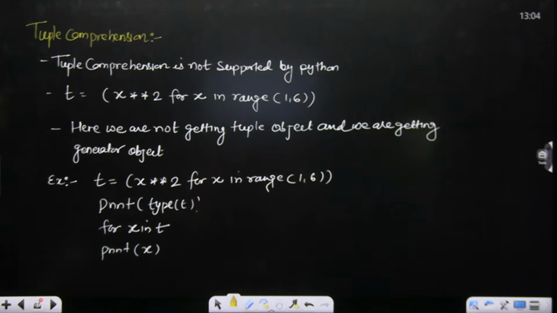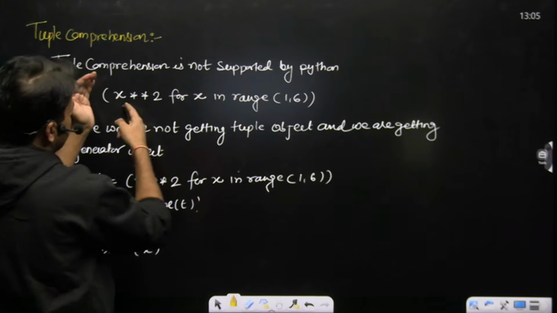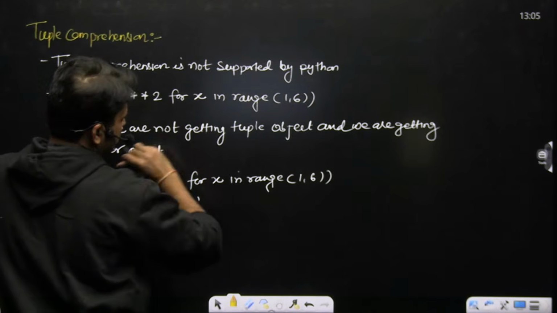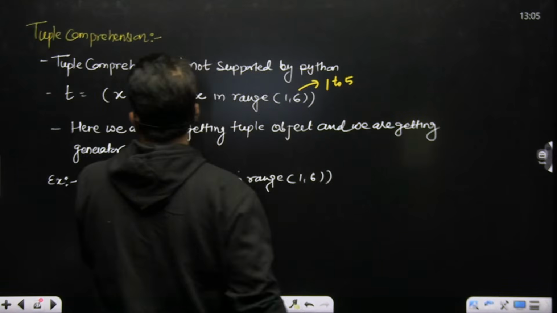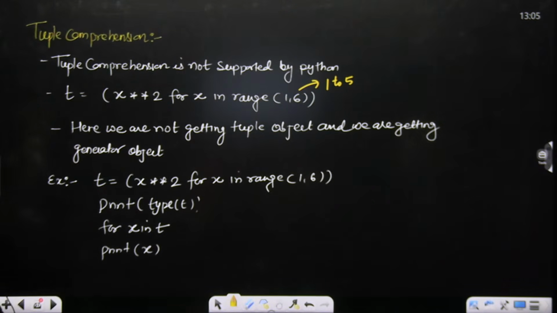Okay. Now come to tuple comprehension. Tuple comprehension is not supported by Python, student. So if you write a tuple comprehension, with parentheses, x power 2 for x in range 1 to 6, where range 1 to 6 means 1 to 5, we are not getting a tuple object, we are getting a generator object. So t equals x power 2 for x in range 1 to 6.